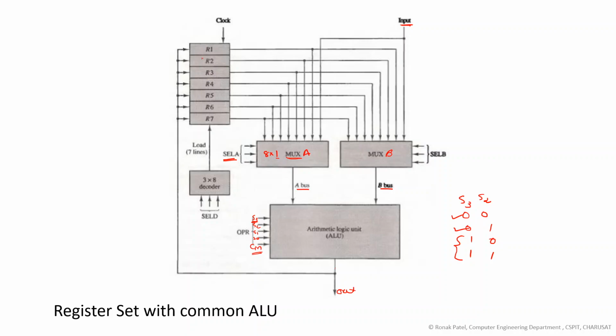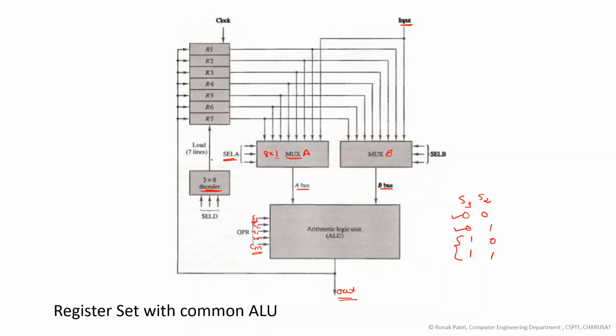For that we have a decoder. The decoder will enable only one register, meaning it will select the destination register. How many possible destinations do we have? 7 registers and one output, right? If the decoder value is 000, no register will be enabled, and in that case the data will be passed to the output.